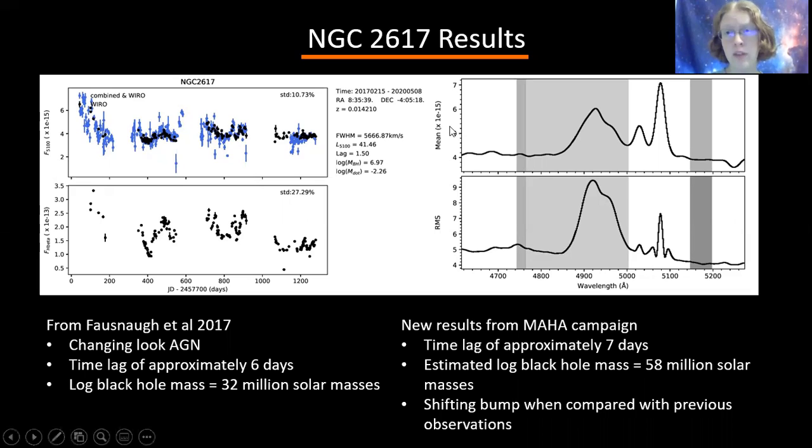The other new piece of data that we have to add is the bump here, the asymmetry that we've been monitoring. This bump used to be on the left side of the H beta, and during our time of observing, we've watched this bump grow and shrink and shift. So we're hoping in the future that we'll get to see it shift to the other side.